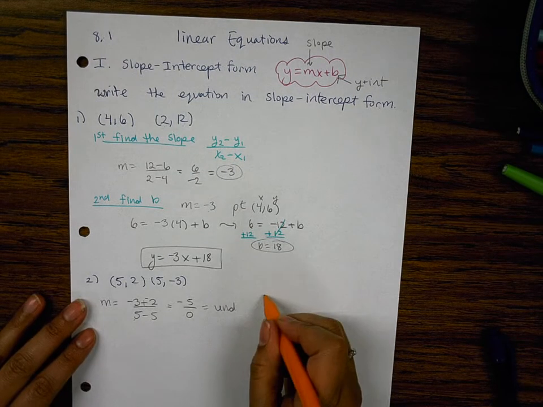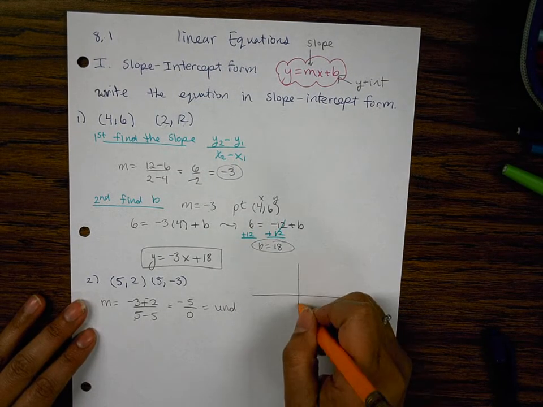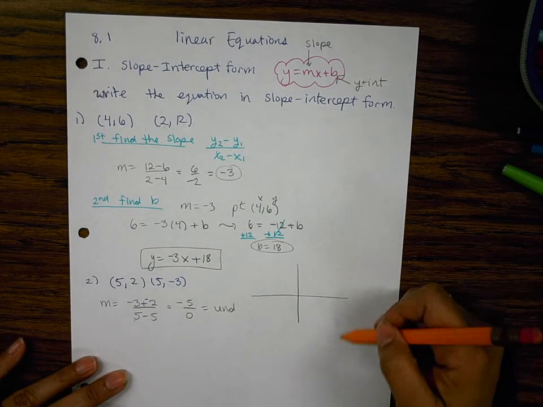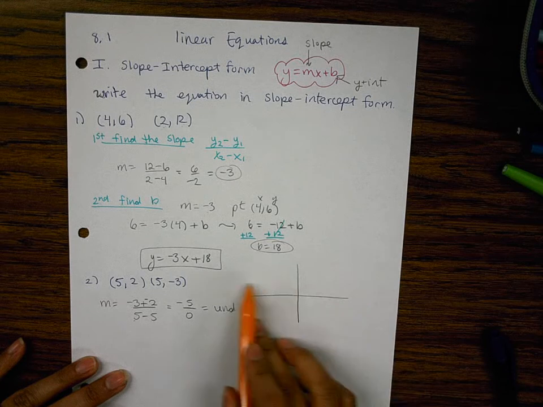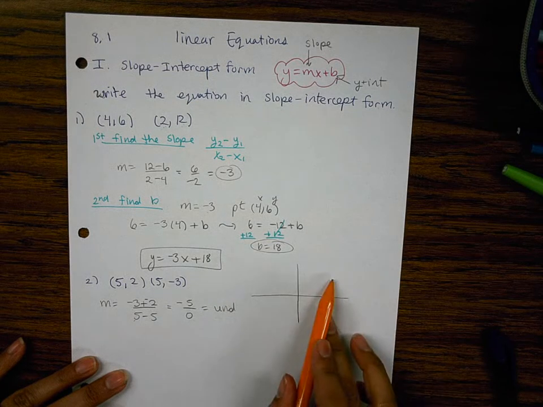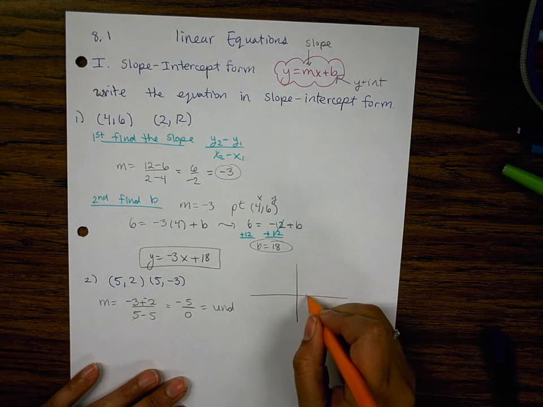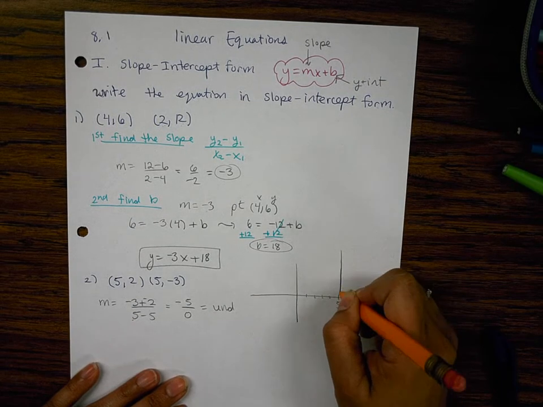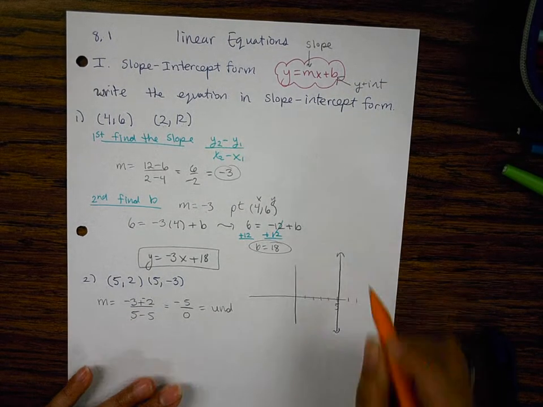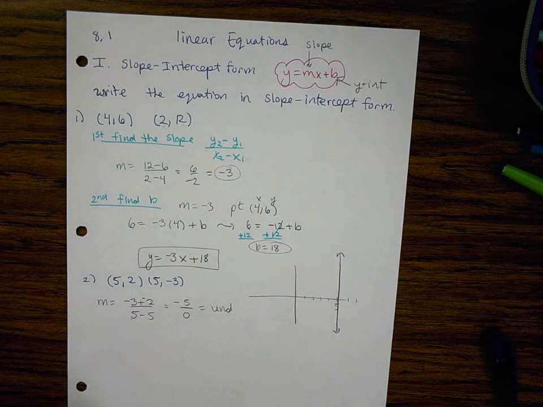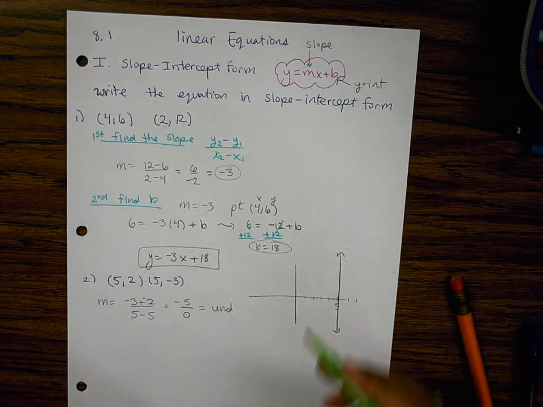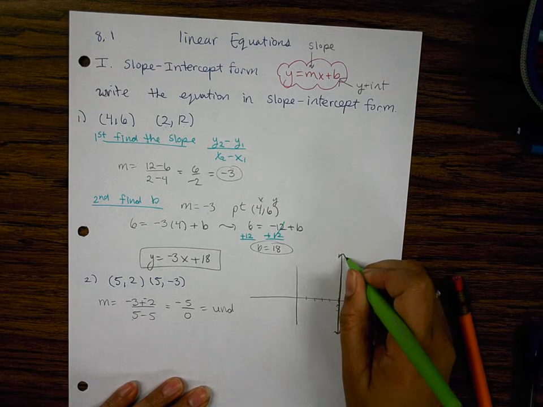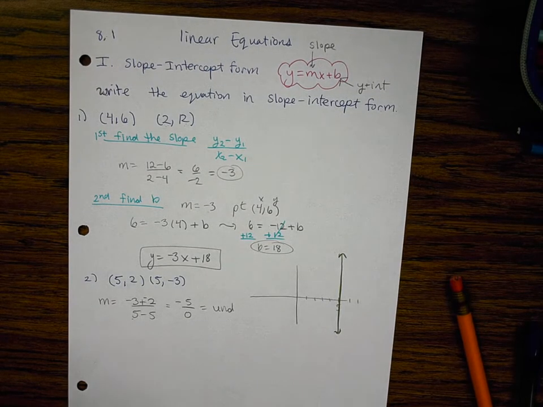Now, do you remember what it means as far as a graph goes to have a slope that is undefined? Are those vertical lines going up and down, or horizontal lines going right and left? They are vertical, 1, 2, 3, 4, 5. So your vertical line looks like this. That's what your graph looks like for an undefined slope.